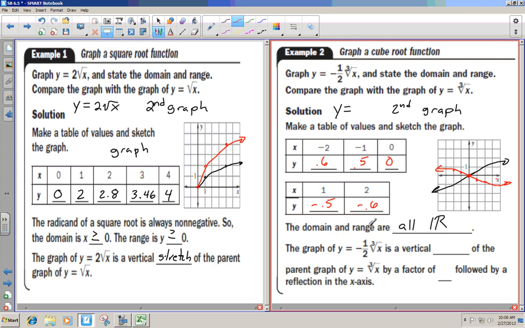All right. So the question is, how does it compare? Well, the graph of this is a vertical... Instead of a stretch, it looks narrower, doesn't it? So we would call that a shrink, a vertical shrink. It's getting squashed a little bit, and it's by a factor of 1/2. Now, not only that, the other difference is also that it's reflected over the x-axis.